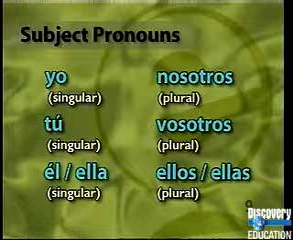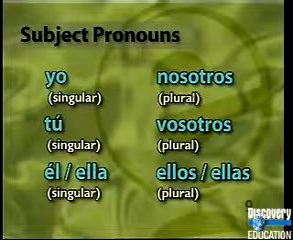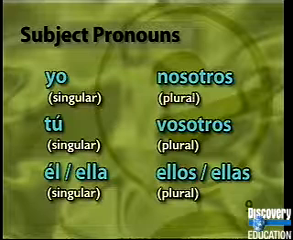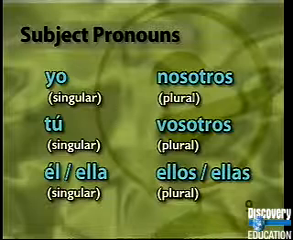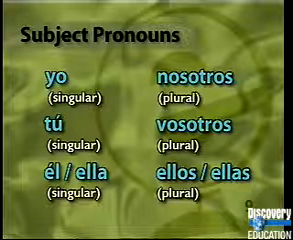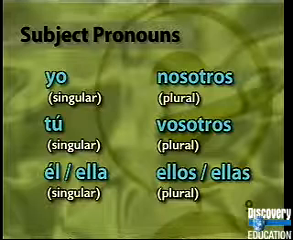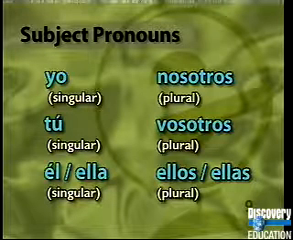The third person plural is ellos or ellas, depending on if you were talking about a group of males only, you use ellos. If it's a mixed group, even if there's one guy in there, you'll say ellos. And if it's a group of only females, then you will say ellas, ellas.